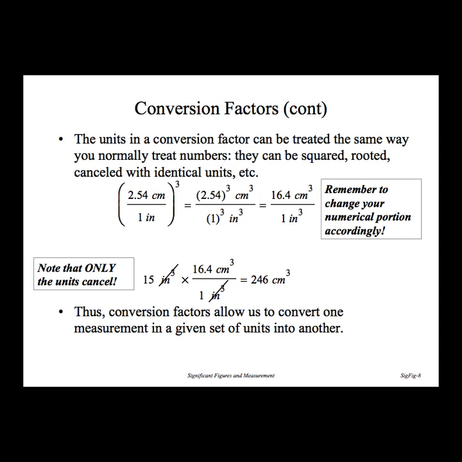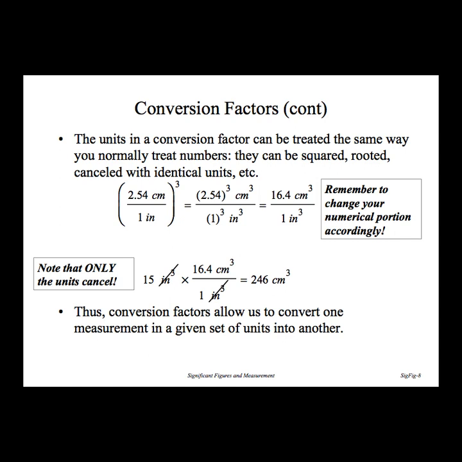So now, if we were to ask how many cubic centimeters 15 cubic inches represents, we take 15 cubic inches and multiply it by our equivalent statement, 16.4 cubic centimeters for every 1 cubic inch. Notice that the inches that came with the 15 are canceled by the denominator, inches cubed, in our conversion factor.